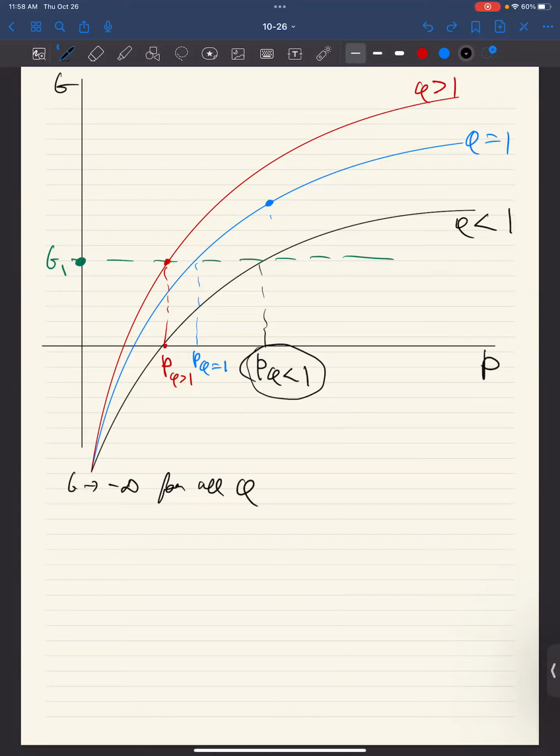So in this one, let's say maybe it is right and I'm just rushing. So at the same Gibbs energy, you can get the same Gibbs free energy with lower pressure for the phi more than one case, right? Oh, it's correct. Wow.